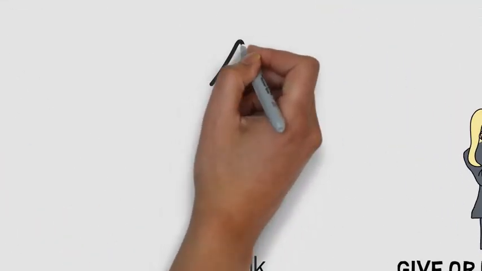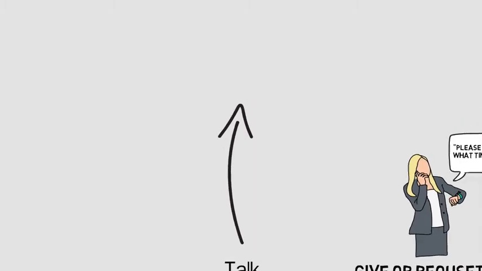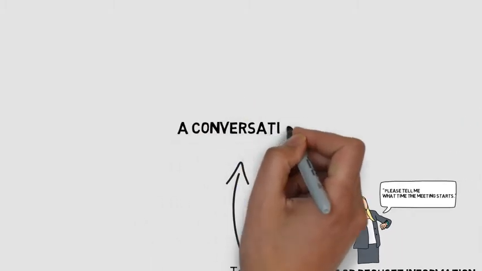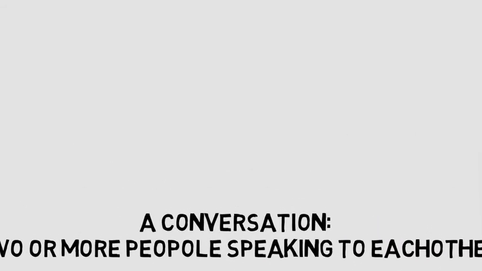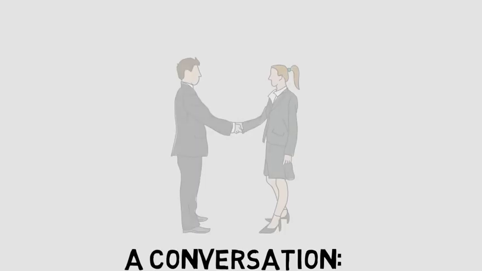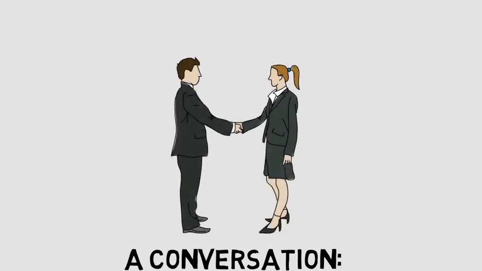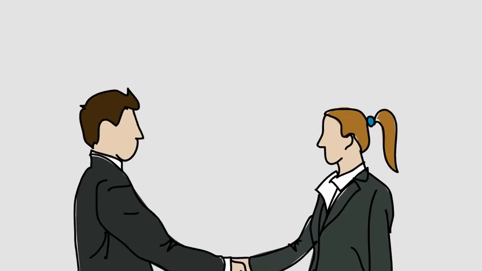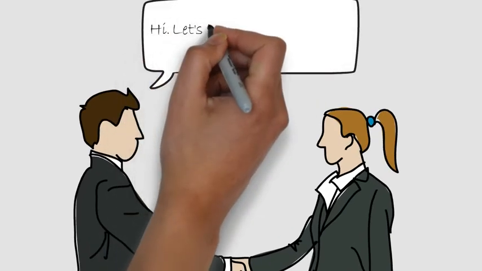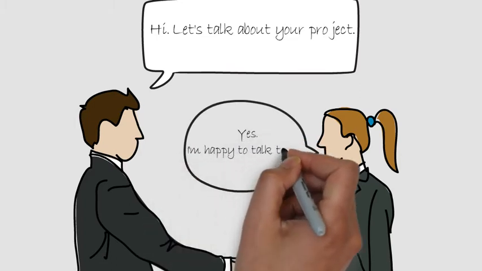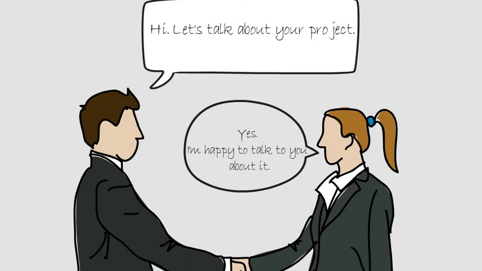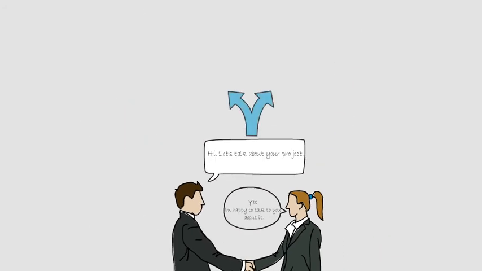Now let's take a look at talk. Talk, right? So there are two common ways we use talk, and it's usually about a conversation. Two or more people speaking to each other. A conversation is when we commonly use talk. For example, the man says, Hi, let's talk about your project, meaning I want to have a conversation about your project. The woman can reply, Yes, I'm happy to talk to you about it. Yes, I want to have a conversation with you.